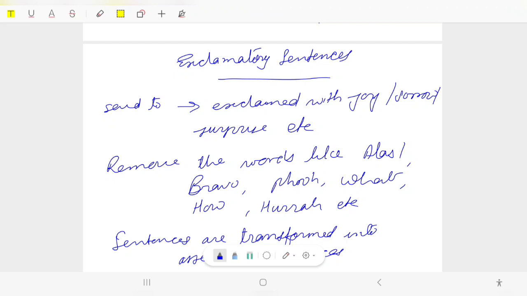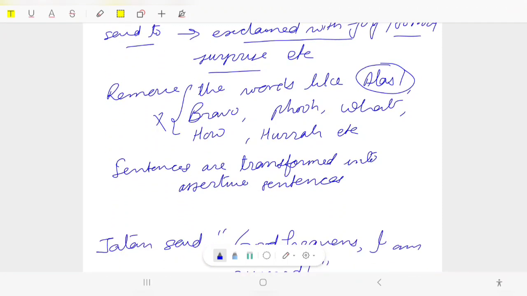While changing such sentences, we change the word "said" to "exclaimed with joy," "exclaimed with sorrow," "exclaimed with surprise," or something according to the meaning of RS. And we remove these words which express surprise, anger, sorrow, pleasure, or happiness, words like alas, bravo, who, what, how, hooray. These words will be removed. And then the exclamatory sentence will be transformed into an assertive sentence. So have a look at this.